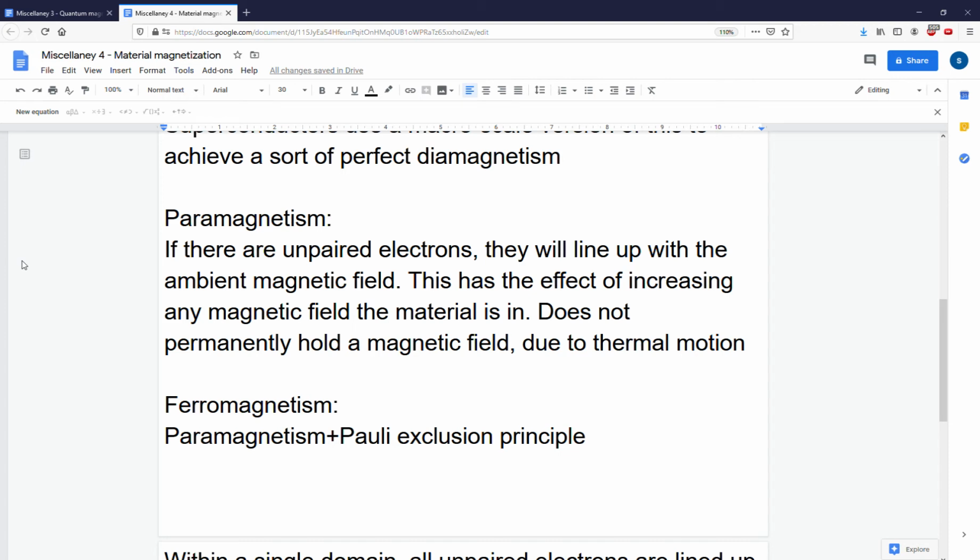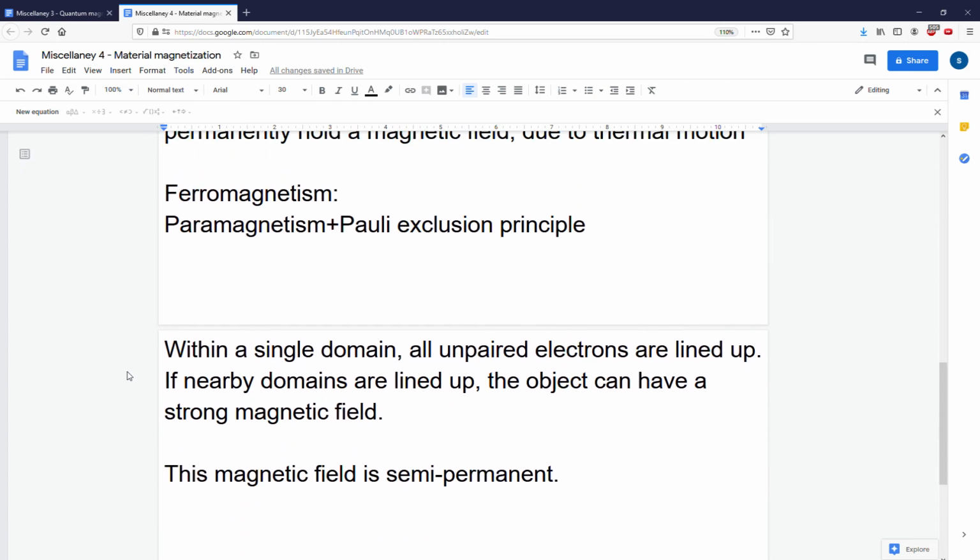So for instance, you put a 1 Tesla magnetic field inside a paramagnetic material, and you actually get a 1.01 Tesla magnetic field. I should point out that these effects are usually not extremely strong, but they are there and they can be measured. And I'm pointing that out because the next one, ferromagnetism, is strong, or rather it can be.